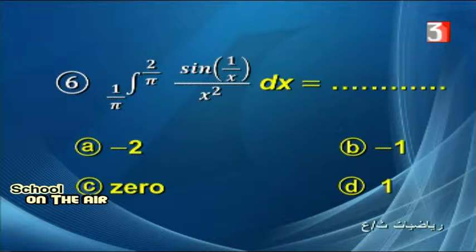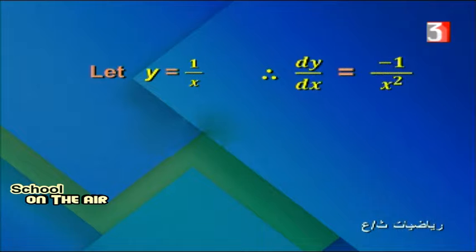Now let the angle 1 over x equal y, or let y equals 1 over x. Then dy/dx equals negative 1 over x power 2, because 1 over x equals x to the power negative 1, and the derivative of x power negative 1 is negative x power negative 2, or negative 1 over x power 2.